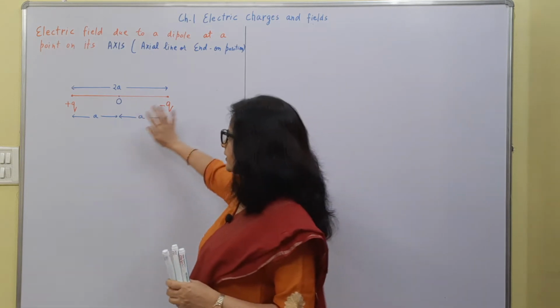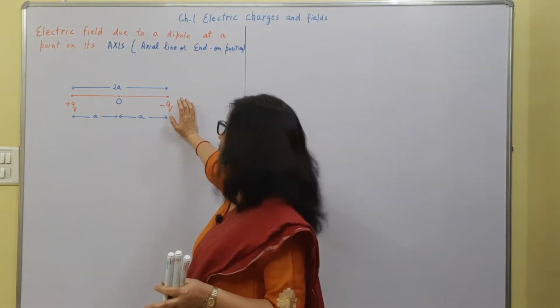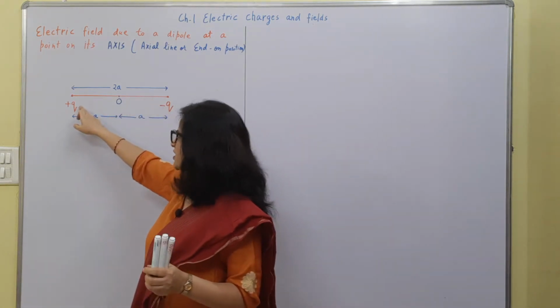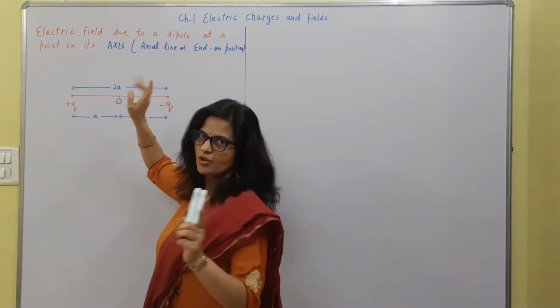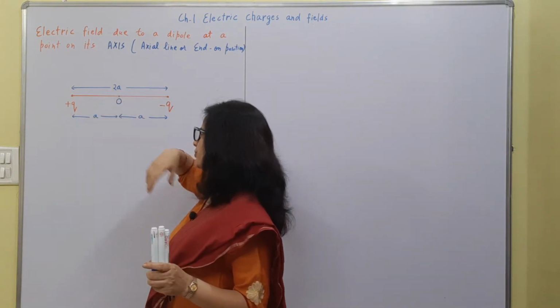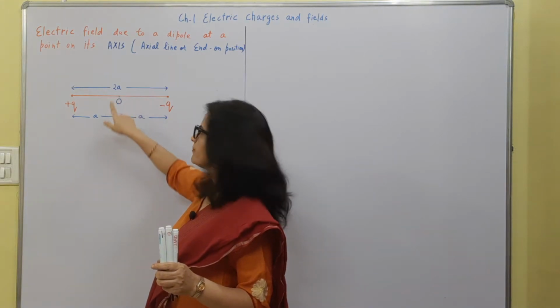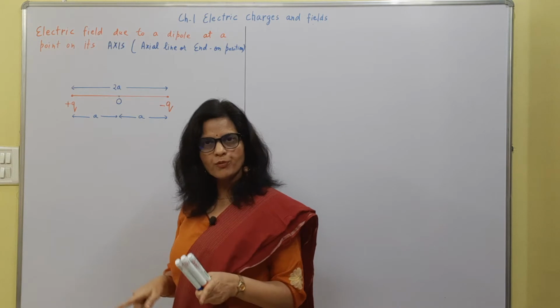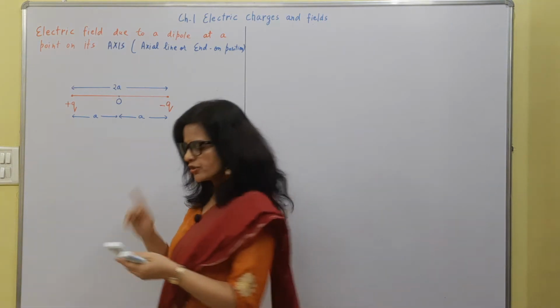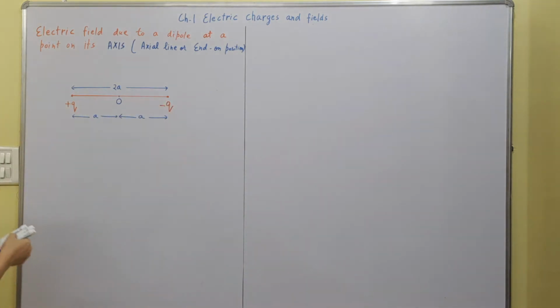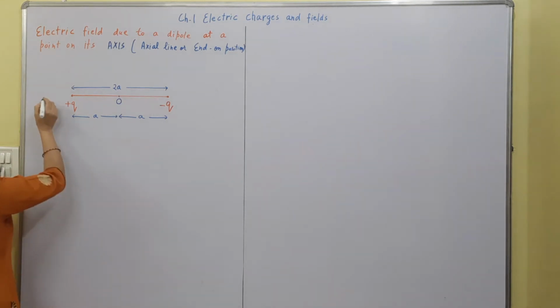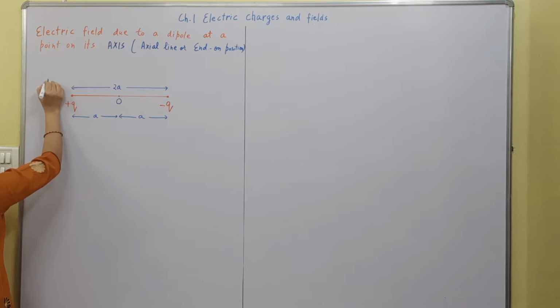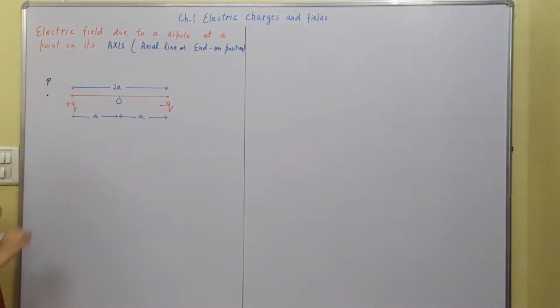I have drawn the basic diagram, which you already know: equal and opposite charges separated by some distance is called an electric dipole. This is the center of the dipole. So this distance will be A and this will also be A. I have to take a point on its axis. So suppose I am taking the point here on its axial line. This is point P where I have to find the electric field, right?